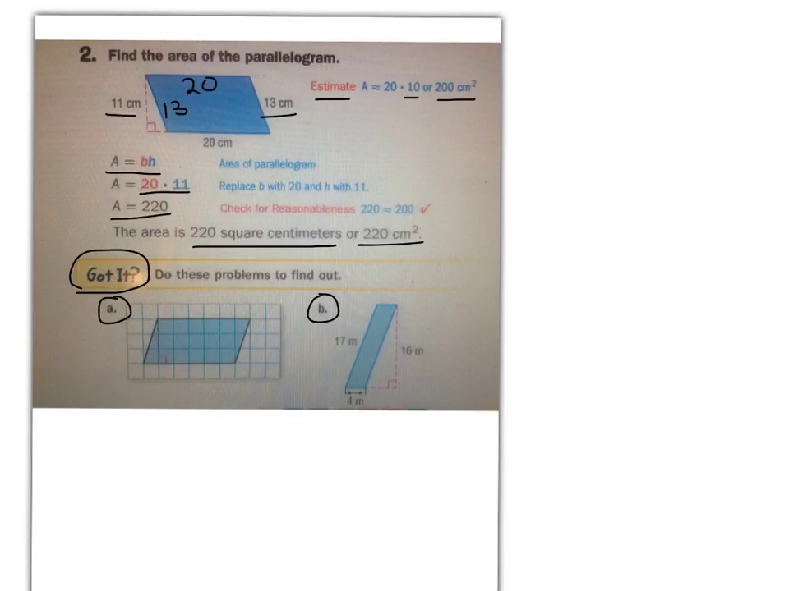Okay, what you should do to get yourself started is area equals base times height for both of them. These are pretty easy. The height is right here. Okay, so you would use the height, and then on this one the height is going to be right here, so you have to count.